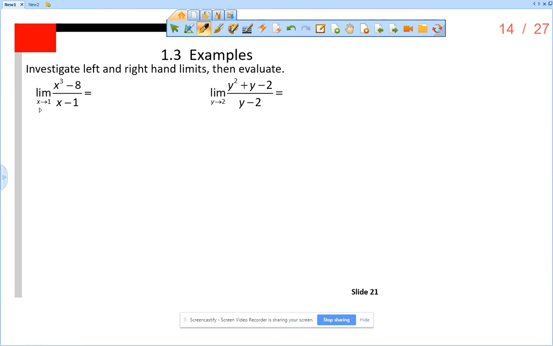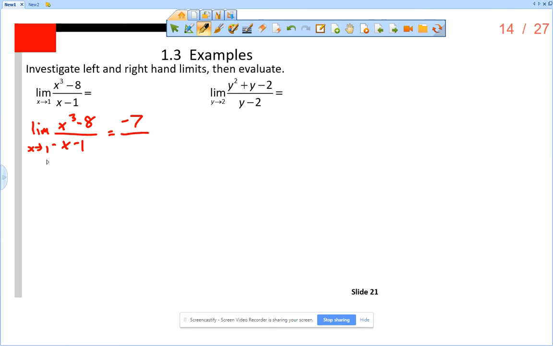Imagine the limit as x approaches 1 from the left of x cubed minus 8 over x minus 1. 1 cubed is 1, minus 8. So I'm approaching negative 7. The numerator is approaching negative 7. It doesn't matter if it's from the left or from the right because those are all negative numbers.